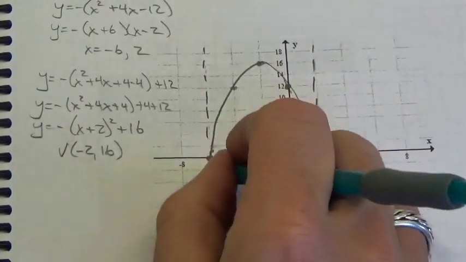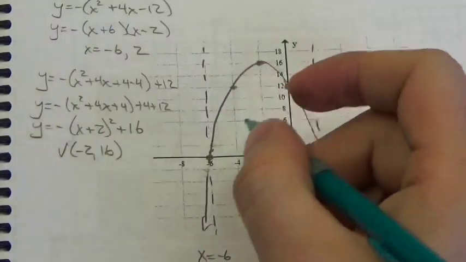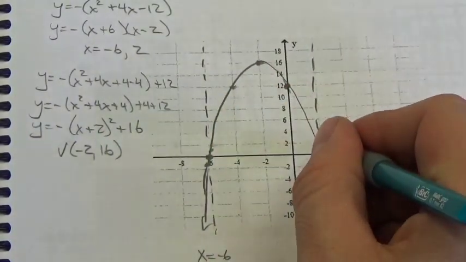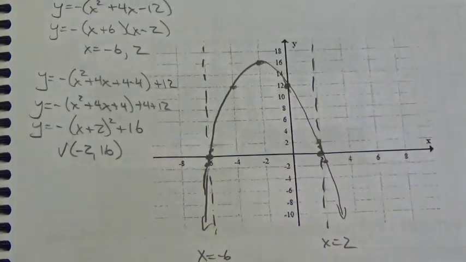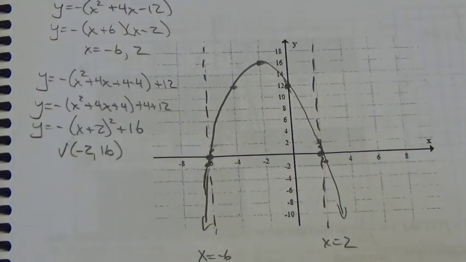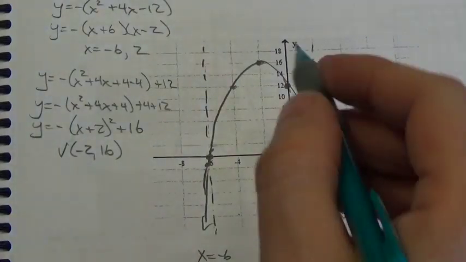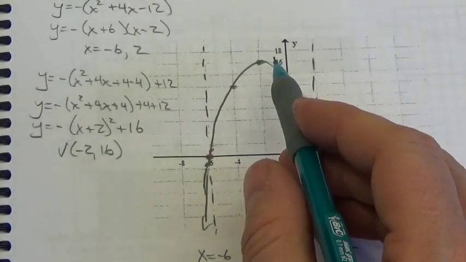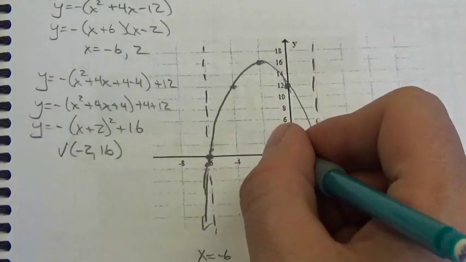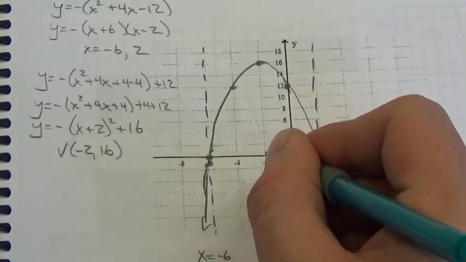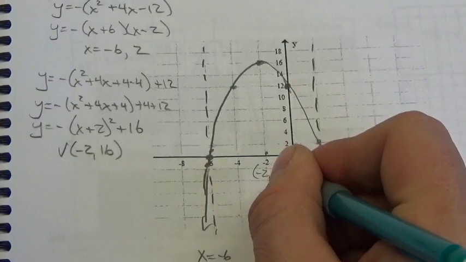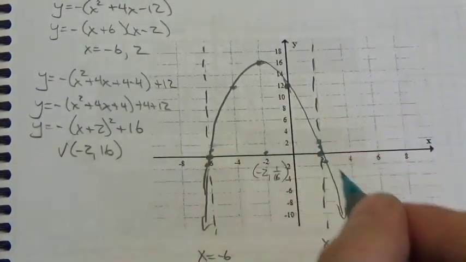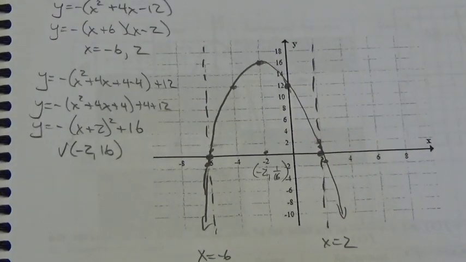Ooh, it's going to be really tight. This comes down. It's going to be right in there. It's going to be a little hard to draw, but that's okay. Now, this maximum here at -2, 16 is going to become a minimum at -2, 1/16. Now that's going to get really close to the x-axis there. It's going to be a little hard to draw.